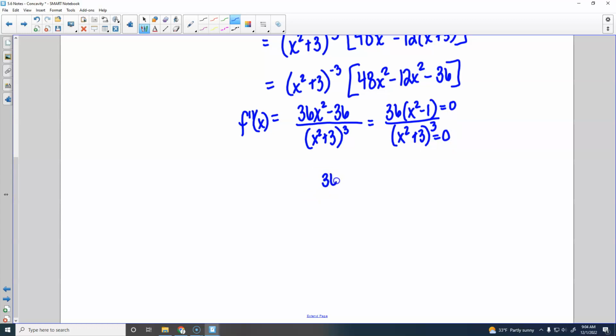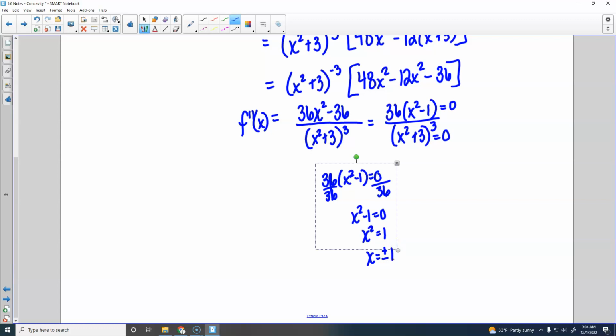So for this, you've got 36 times x squared minus 1 equals 0. The 36, I'm just going to divide off, it'll still be 0. So you'll get x squared minus 1 is 0. x squared equals 1. x is going to equal plus or minus 1.